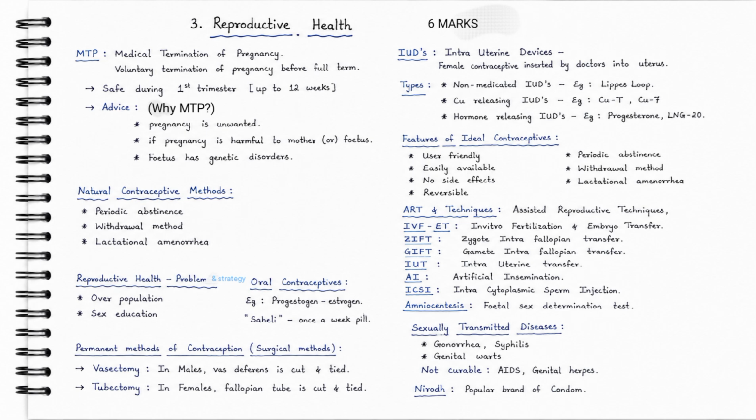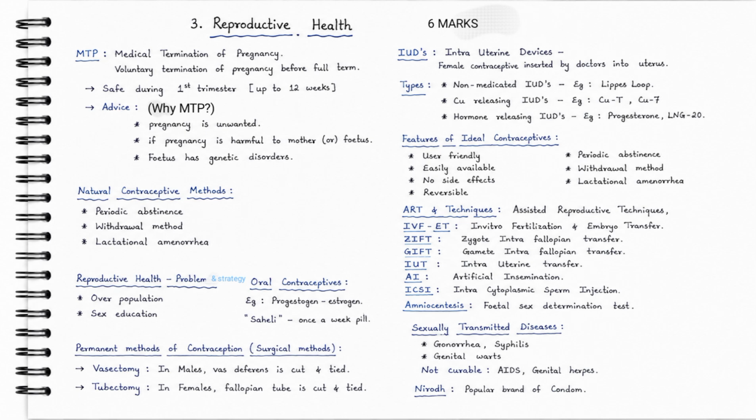Remember the 2 types of surgical methods. Those are vasectomy and tubectomy, also known as the permanent methods of contraception. Also remember for 3 marks about IUDs, the definition and the 3 types with examples. Remember for your exam, IUDs are highly important. Then for 2 marks or 3 marks they may ask you to write the features of ideal contraceptives. I have written the features. Please do remember this also.